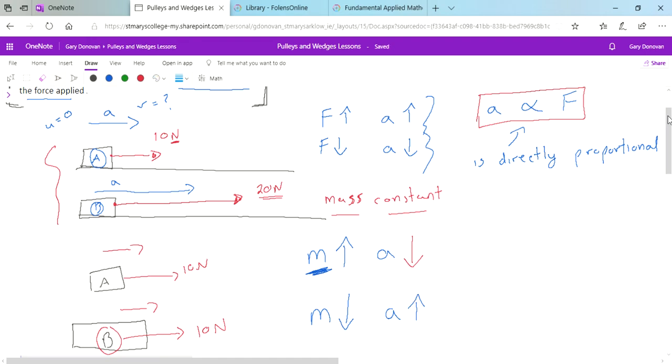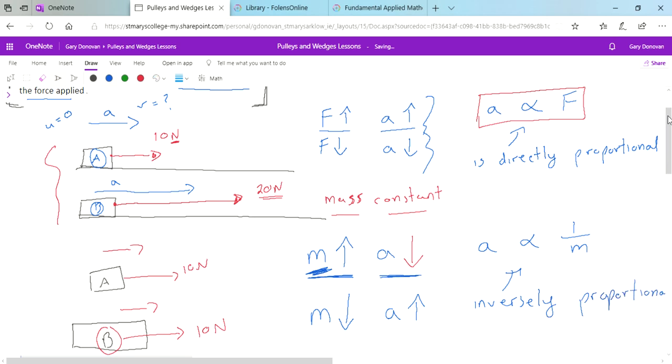Now the way we write this mathematically, this is the opposite to our top relationship, where as one goes up, the other goes up. Here we have as mass increases, acceleration decreases. So mathematically we write this as A is proportional to 1 over m. And how we'd say that is they're inversely proportional.